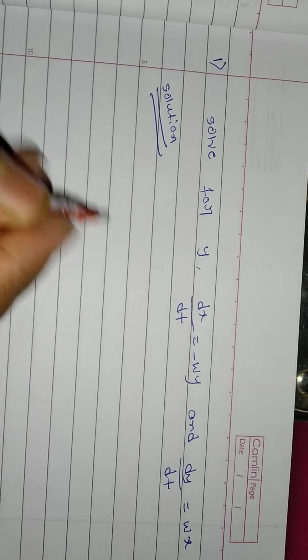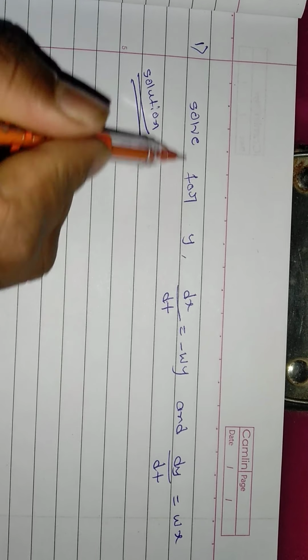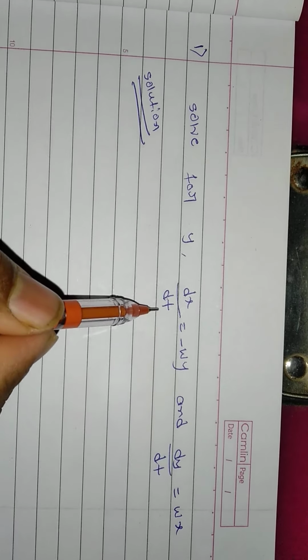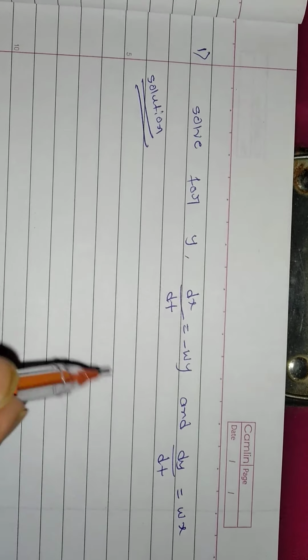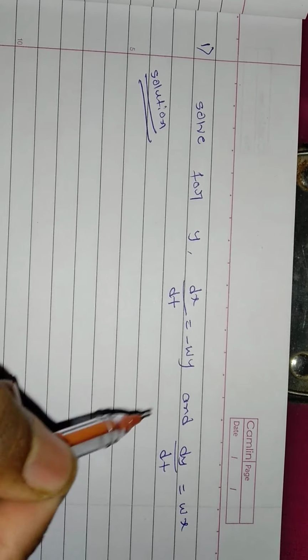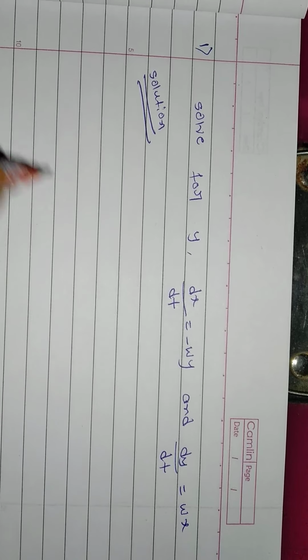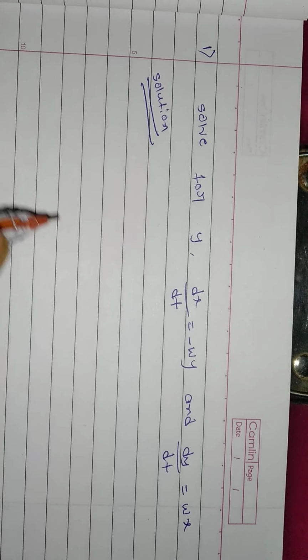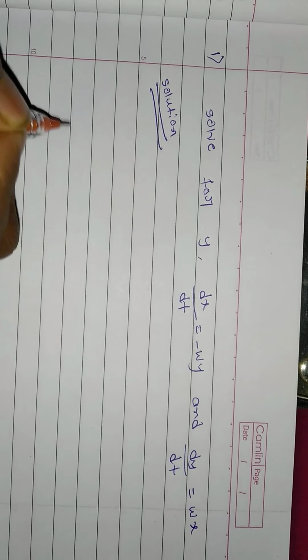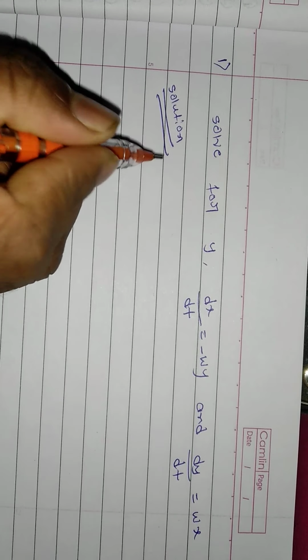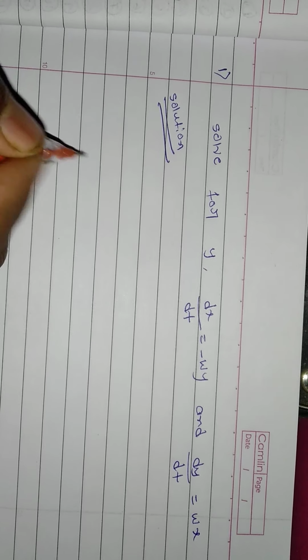Alright, so there are basically a few steps involved in this one, and this is the problem which we are going to actually solve. The given problem is something like this: solve for y, where dx by dt is equal to minus omega y. Often the omega can be called w, so don't get confused. And after that, dy by dt is equal to wx or omega x. If the problem is something like this, then we need to follow the same procedure, the procedure which I'll be explaining now.